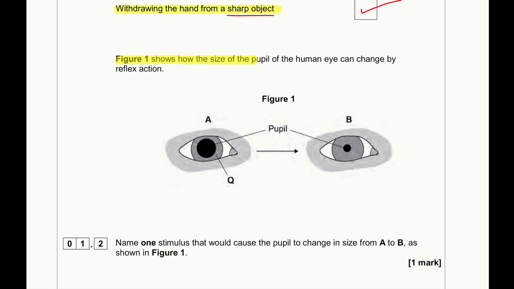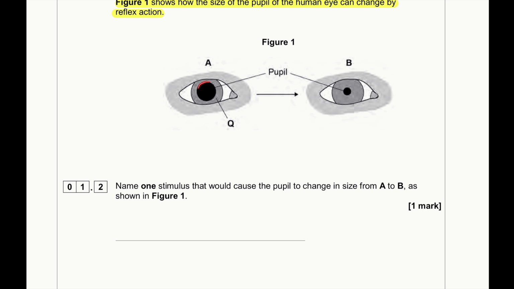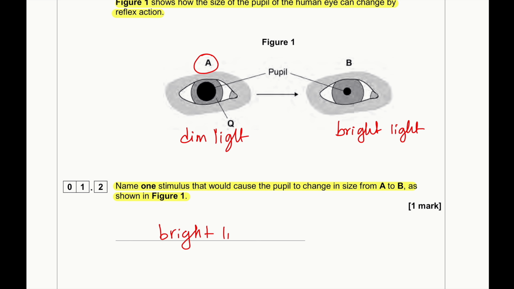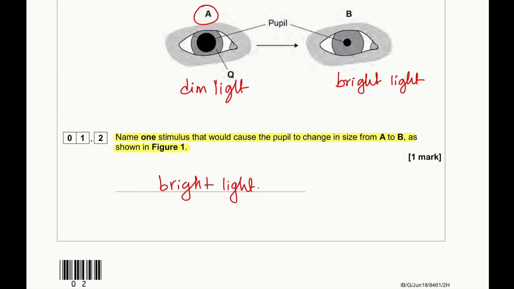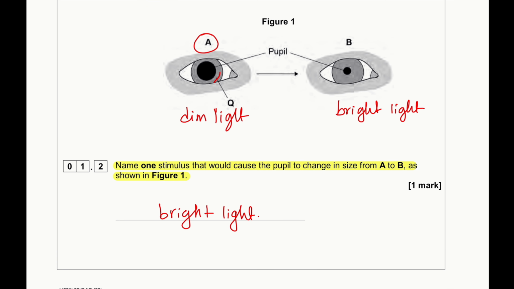Figure 1 shows how the size of the pupil of the human eye can change by reflex action. We can see the size of the pupil was larger, then it decreased. Name one stimulus that would cause the pupil to change in size from A to B, shown in figure 1. In figure A, the pupil is large. That means this is dim light or dark, whereas B must be bright light. So to go from A to B, bright light must be acting as a stimulus. The structure Q causes the change in size of the pupil. Name the structure Q. Looking back at the diagram, we can see Q is the iris.